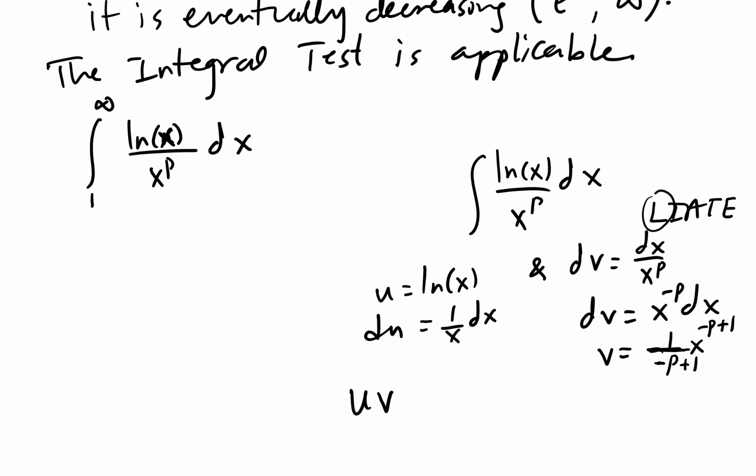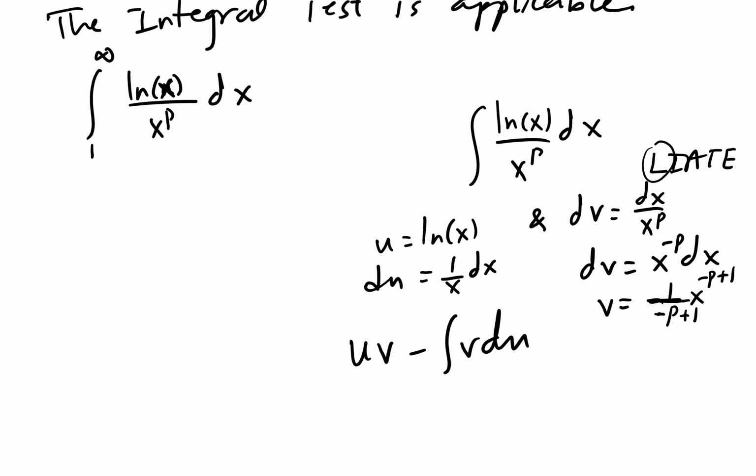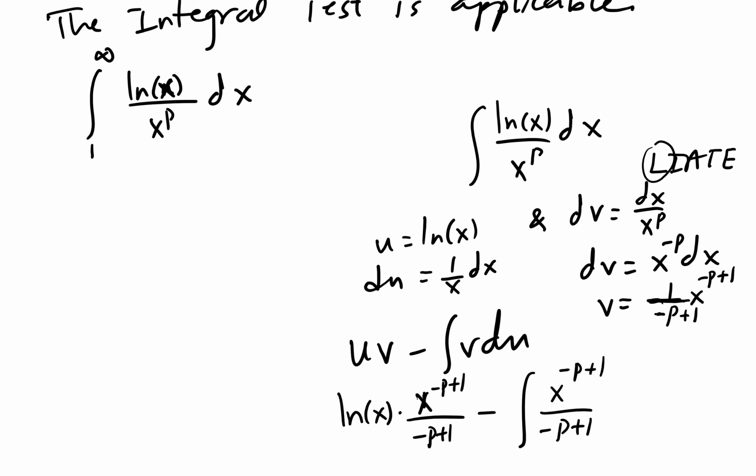So uv minus the integral of v du. Let's see what happens. u is ln of x. v is x to the negative p plus 1 over negative p plus 1, minus v again, x to the negative p plus 1 over negative p plus 1. du is 1 over x dx. Remember, p is a constant here.